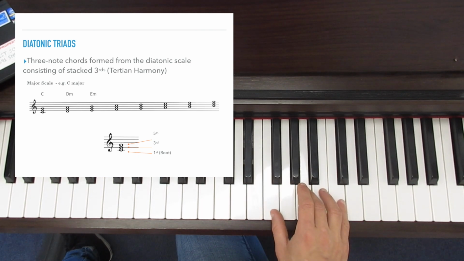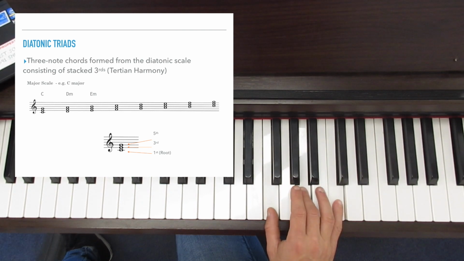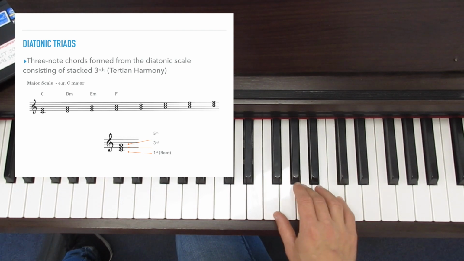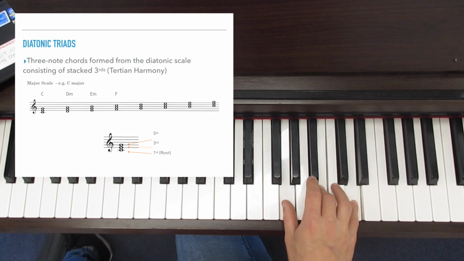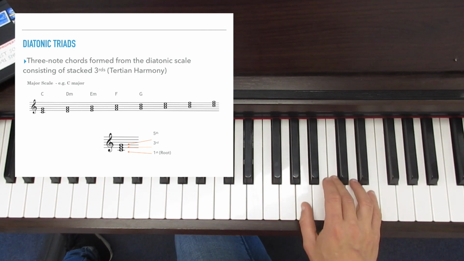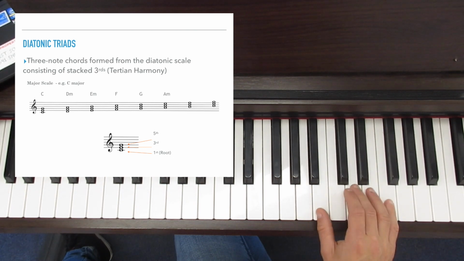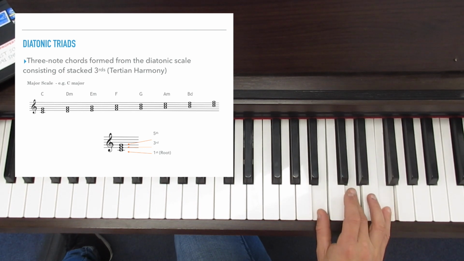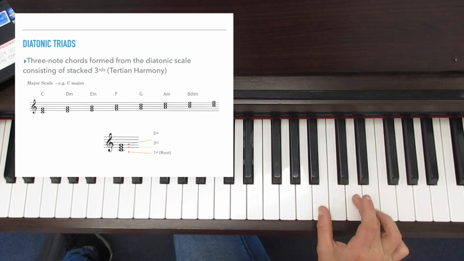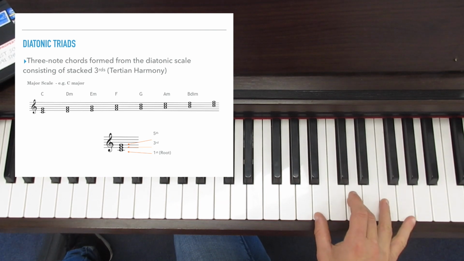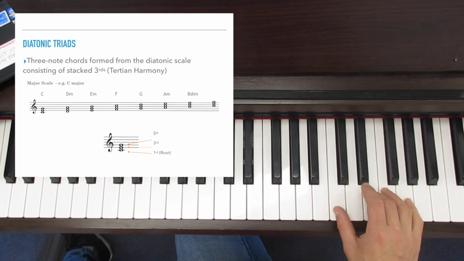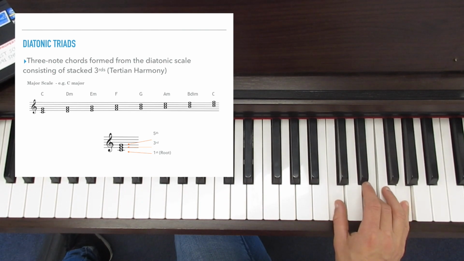Then the fourth is a major chord. The fifth is a major chord. The sixth chord is minor, and the seventh chord is diminished. Remember, diminished chords being that stack of minor thirds. And then we're back to C major again. And you'll find that this is the same pattern for whatever major key you're in.